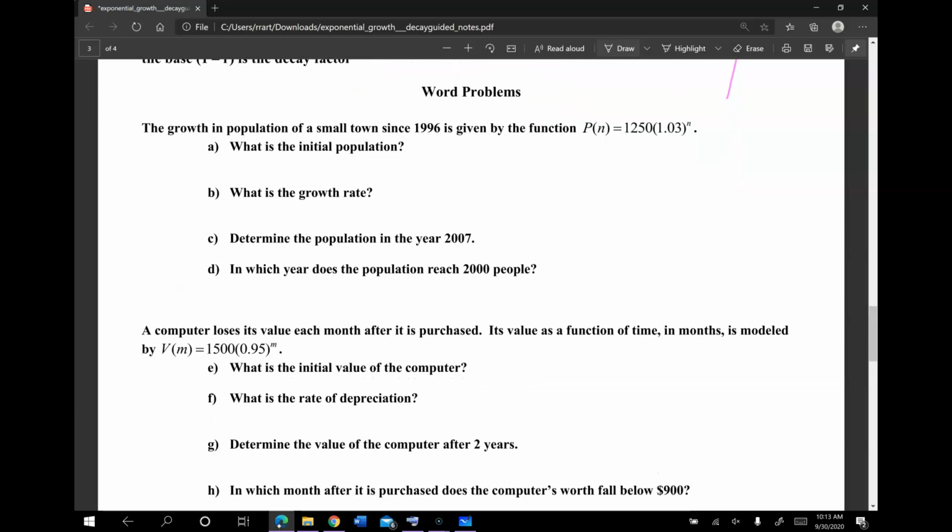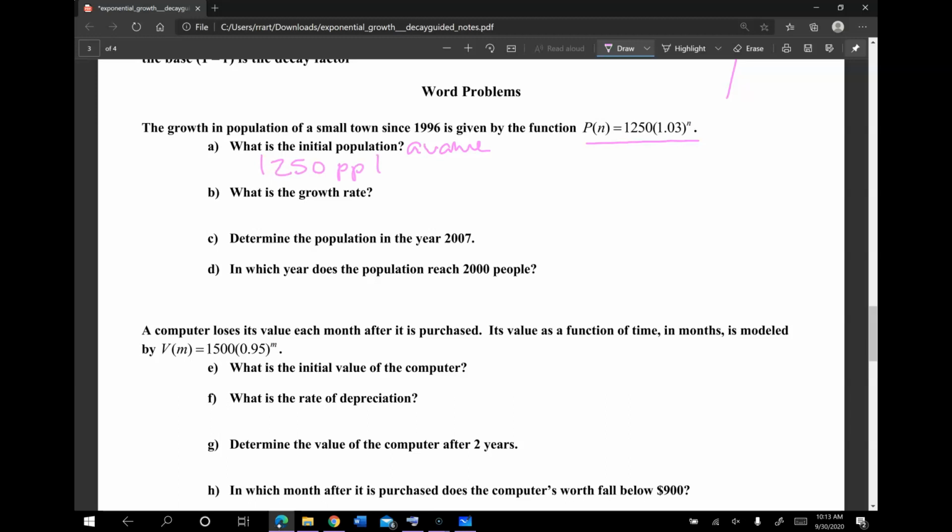Here we go. Word problem. So, you got to know what it's talking about in context. It says the growth in a population of a small town since 1996 is given by this function. What is the initial population? Well, that's your A value. Initial population is your A value. My A value is the 1250. So you would say the initial population was 1,250 people.